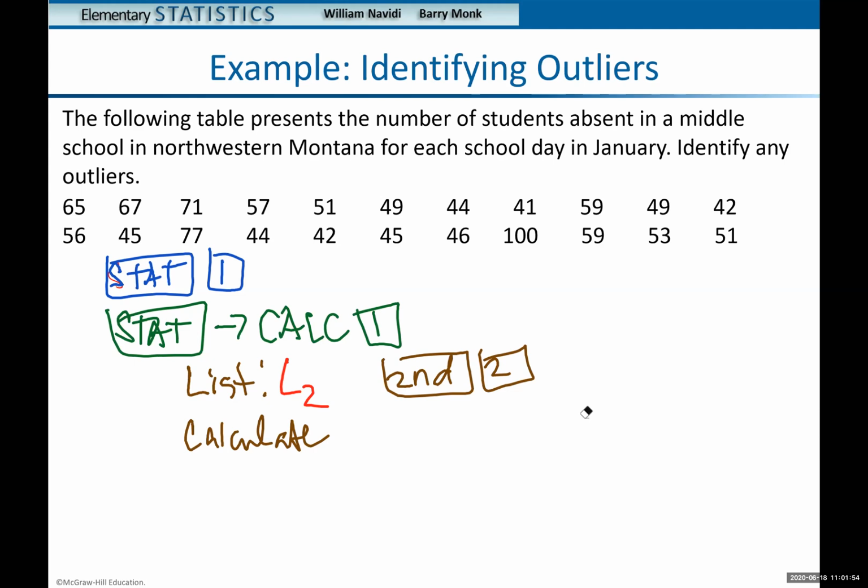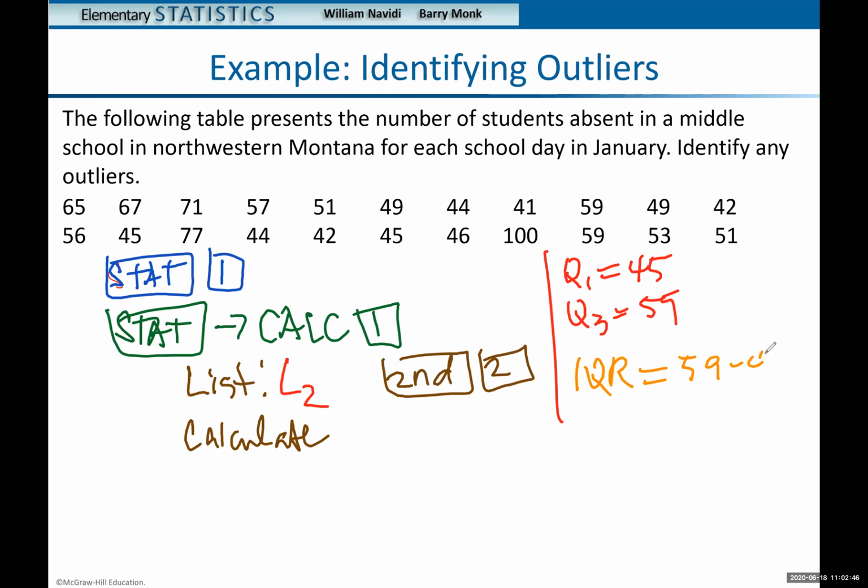And we need your Q1 and Q3. Q1 is 45 and Q3 is 59. Very good. So now you'll be able to get your IQR. That is Q3 minus Q1, 59 minus 45. So IQR is 14.